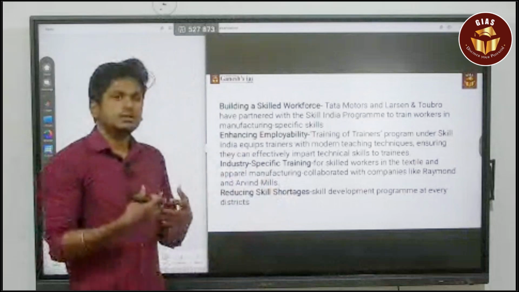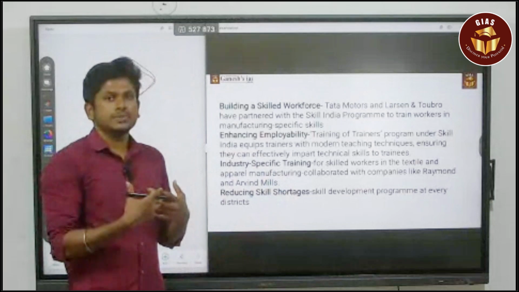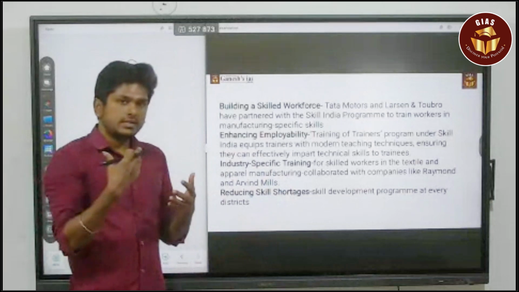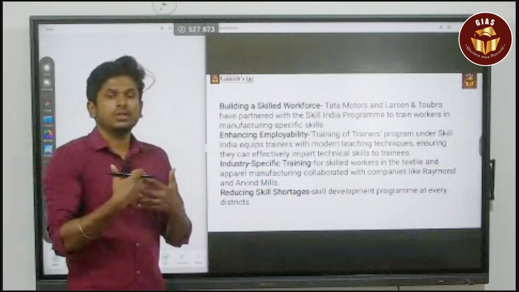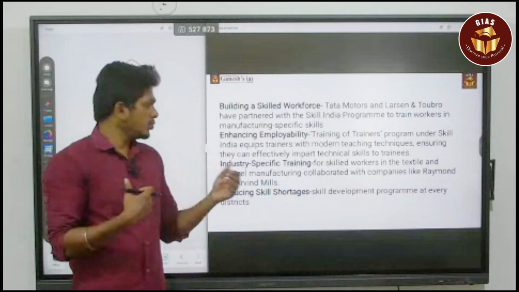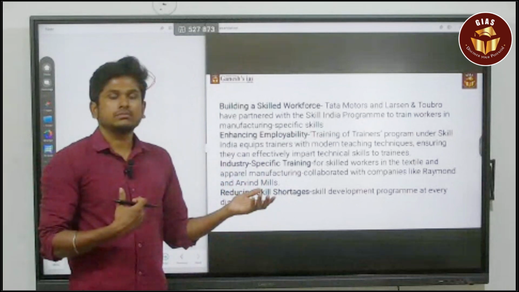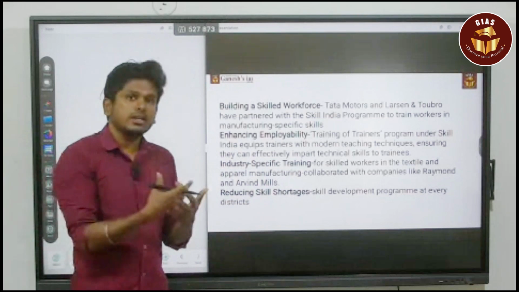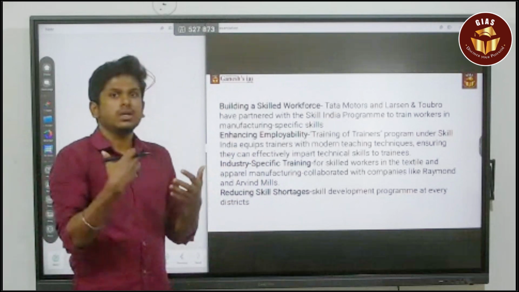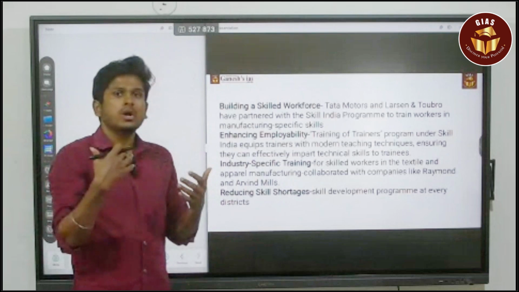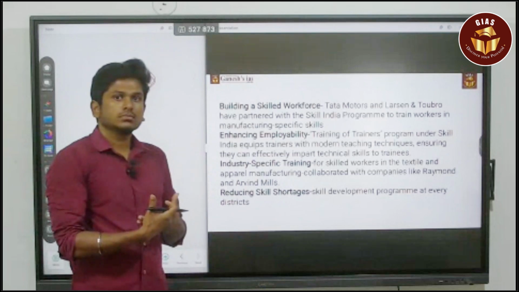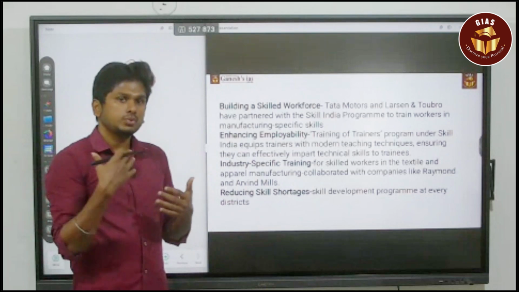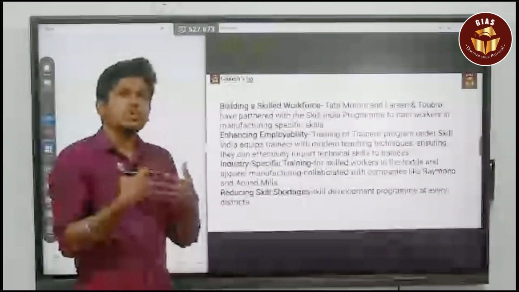And also, they created hubs. They created district level hubs and also town level and panchayat level hubs to provide the Skill India program. They will provide a lot of skills related to solar energy, how to use solar energy cells, and also how to install them. So by the way, they are trying to enhance the use of solar energy.